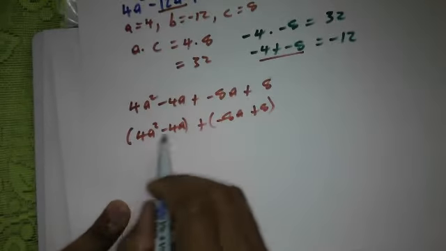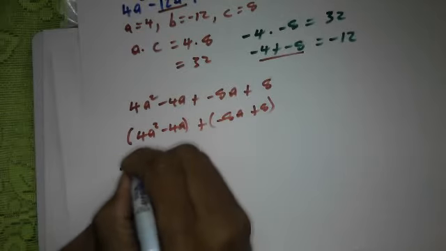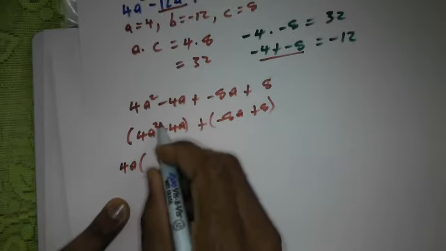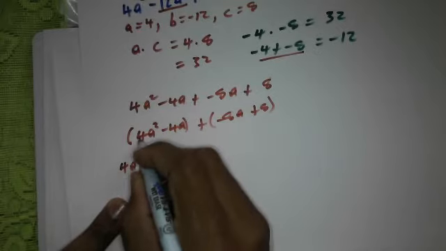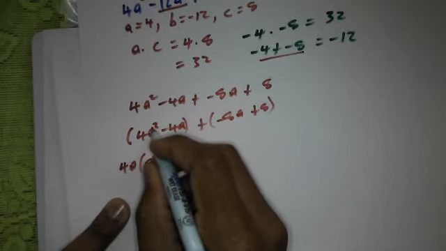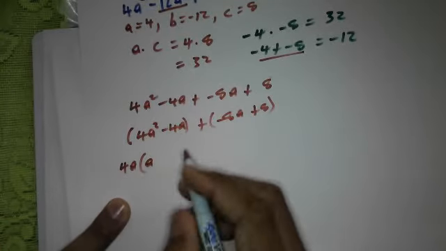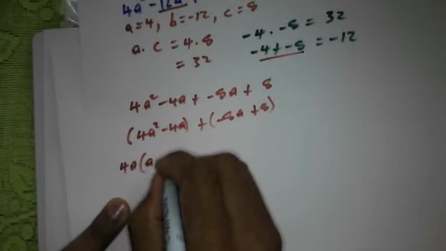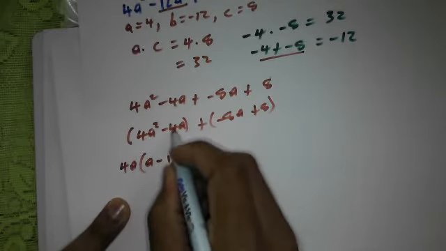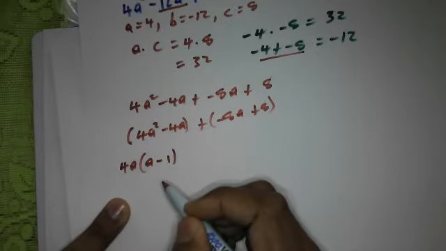My greatest common factor for this first parentheses is 4a. 4a squared divided by 4a, that leaves a. Because the 4 takes out the 4, this a will take out one of the a's from the a squared, leaving just a. Okay? Negative 4a divided by 4a, that is negative 1. The 4 takes out the 4, the a takes out the a, leaving just negative 1 there.